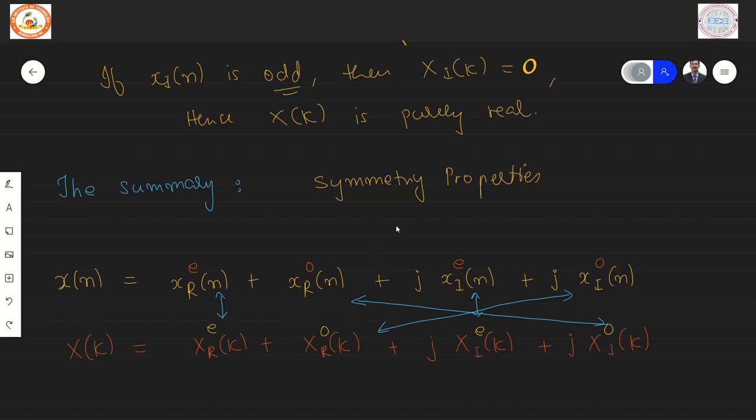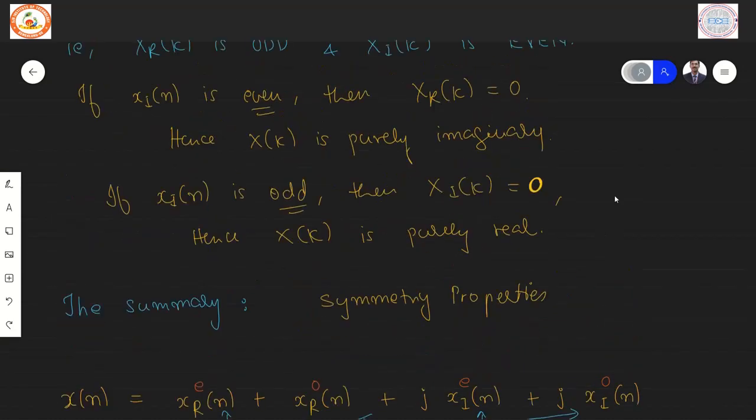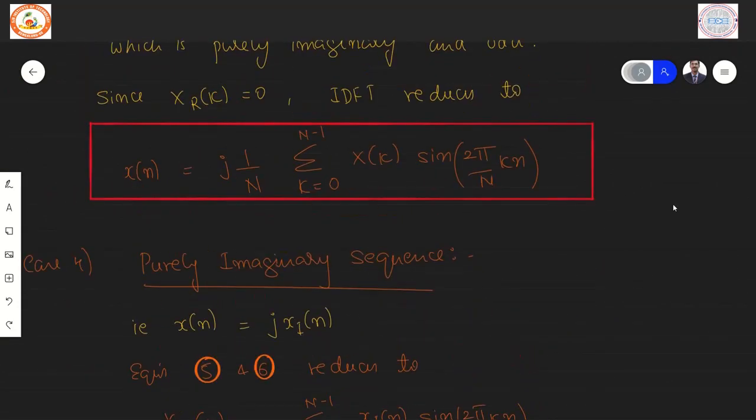Now the result may be very simply stated as follows. If there is a real and even term in the input, you have a real and even term in the DFT. If we have a real and odd term, then we have an imaginary and odd term. If you have an imaginary and even term, you will have an imaginary and even term. If you have an imaginary and odd term, we will have a real and odd term. So this mapping describes all the symmetry properties that we just described. Once again, let's take a look at the entire working procedure.